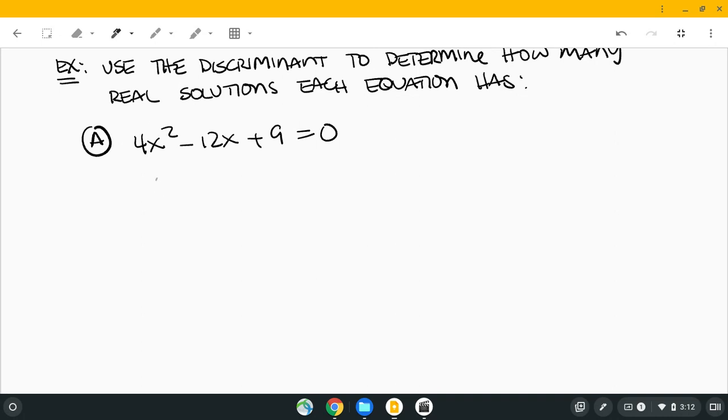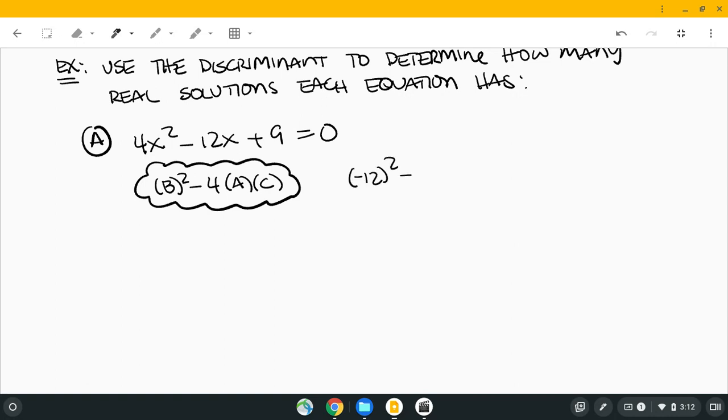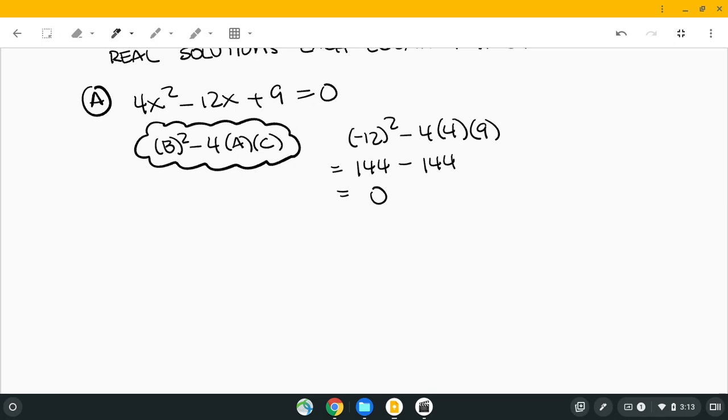Okay, so the discriminant again is this part, b squared minus 4ac, the part that's inside the radical, the square root. So b is negative 12, minus 4 times a is 4, and c is positive 9. Here I get 144 minus 16 times 9. 16 times 9 is 144, so I get 0 here. If I get 0 in that part of the quadratic formula, then I'm getting plus minus 0, which is going to be the same. So I only get one result, one real solution.